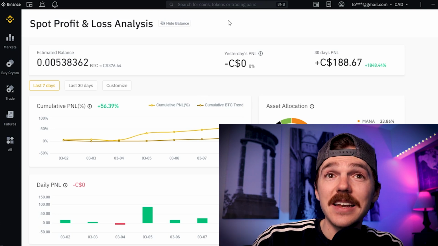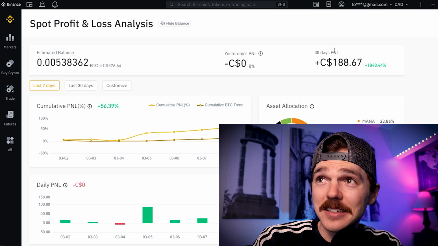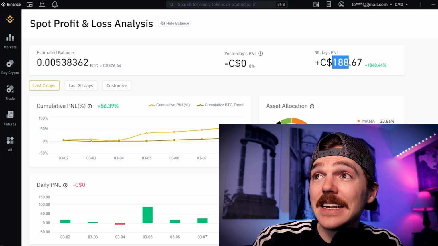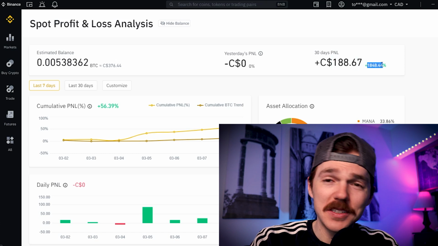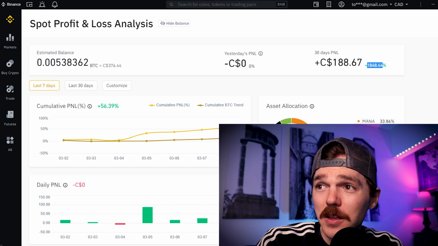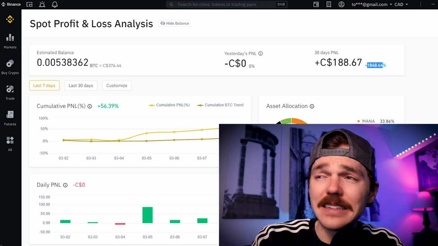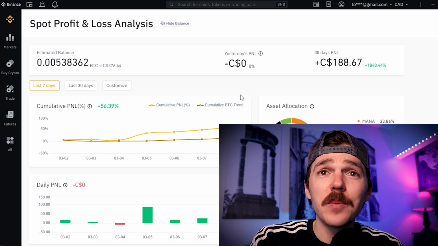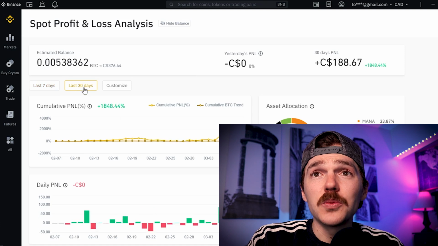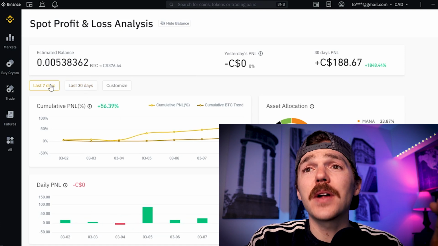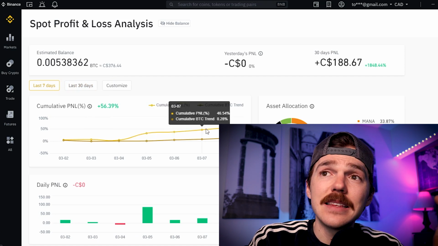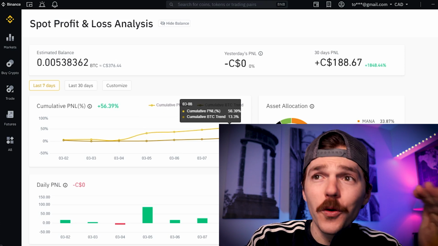You can see here that on the last 30 days profit and loss, I have P&L'd 188 Canadian, or 1800%. You basically want to take note of those coins that I have here. Those are what has led me to this crazy P&L. You can also change it to the last 7 days as well as customize it. On the last 7 days, it gives us the regular Bitcoin trend, as well as the trend showing my coins outperforming Bitcoin.